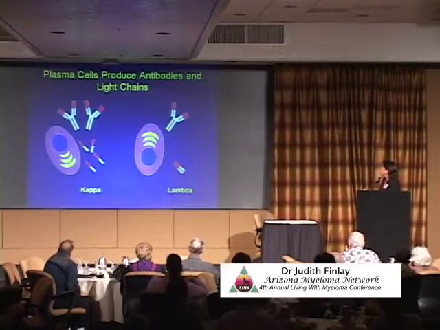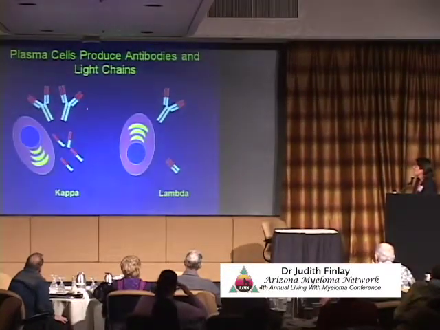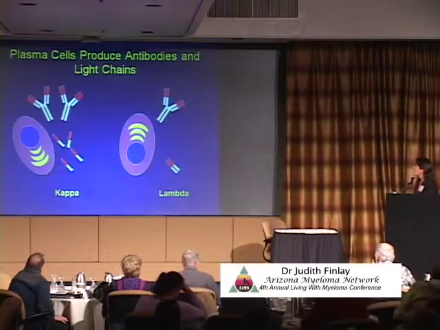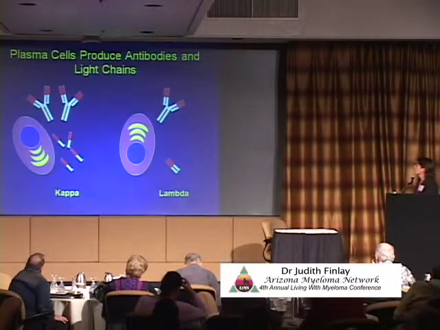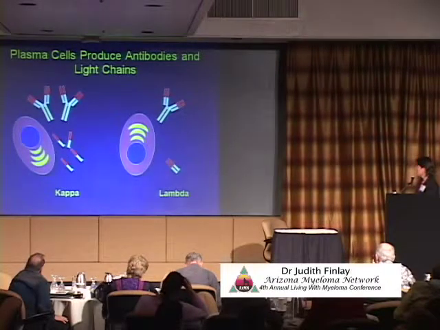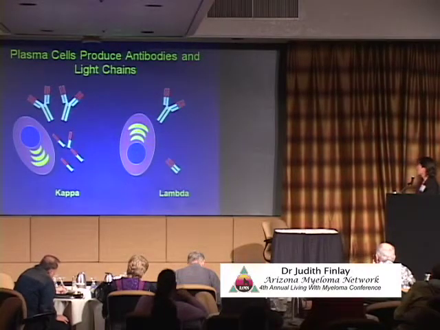Now the plasma cells produce antibodies and light chains. So here are the antibodies, and the free light chains are also produced by these cells. And there are two types, kappa and lambda. And there are actually two different assays we make, one for the kappa chain and one for the lambda chain.